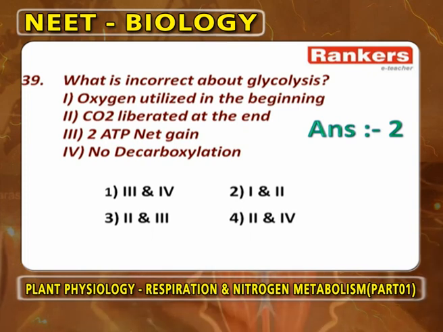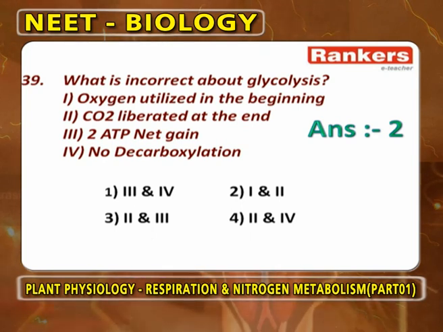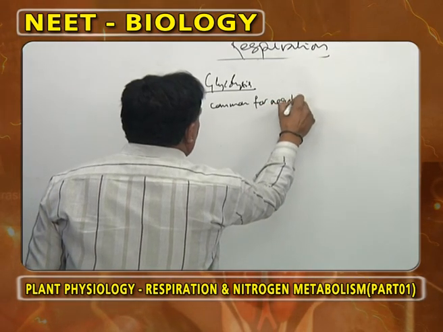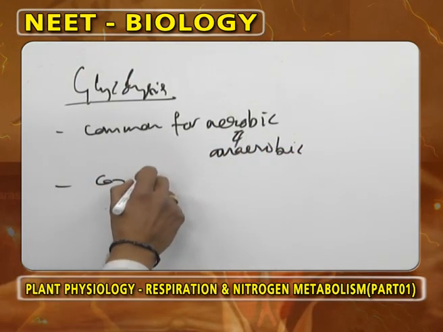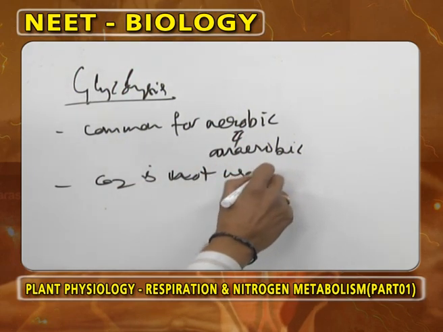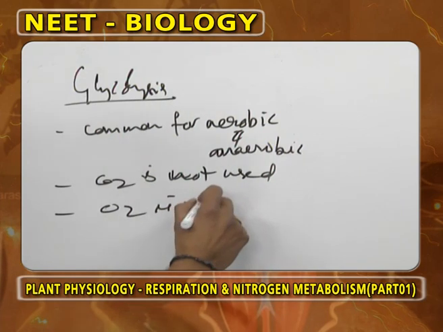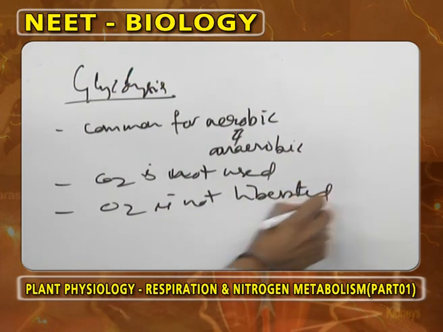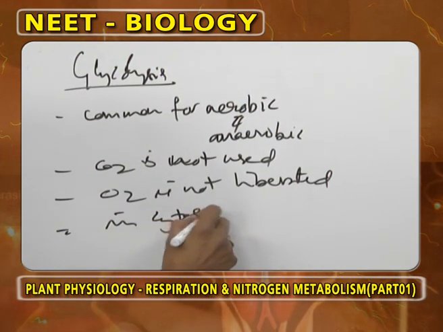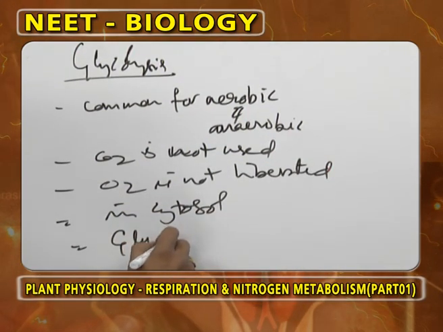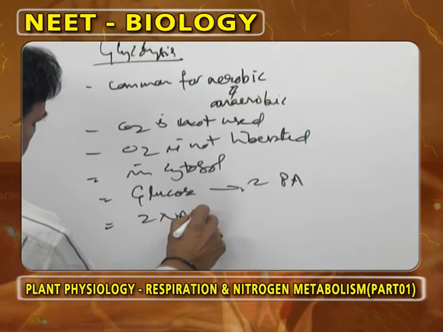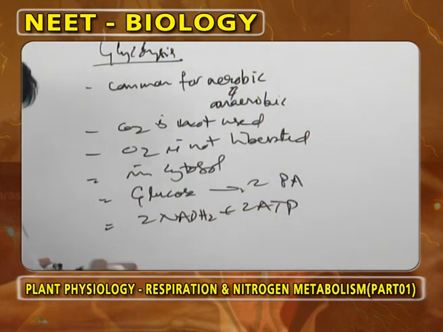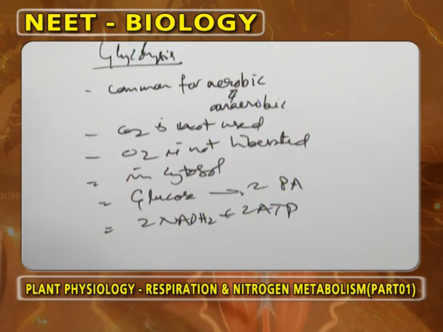So in glycolysis, the important steps are common for both aerobic and anaerobic. CO2 is not used. O2 is not liberated. It occurs in the cytosol. Glucose always produces 2 pyruvic acids, and always 2 NADH2 and 2 ATP are formed. So these are the important steps that occur during glycolysis.